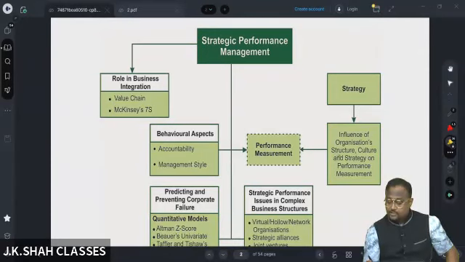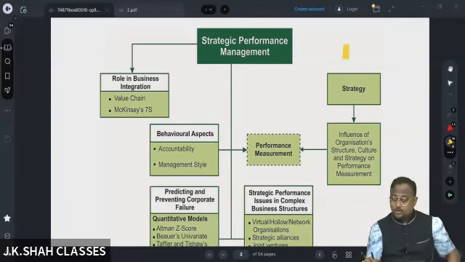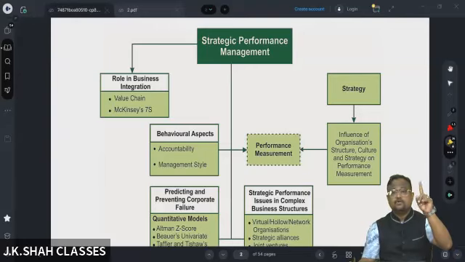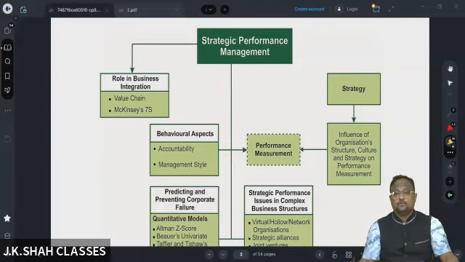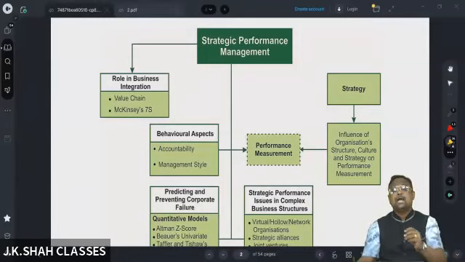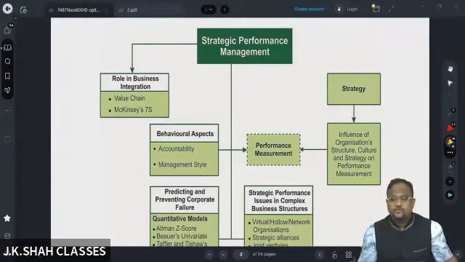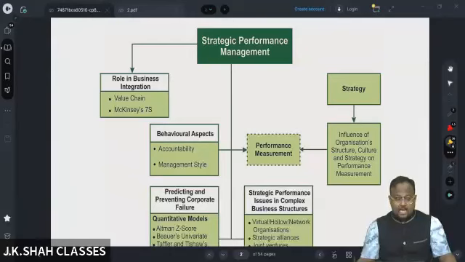Influence of organization, structure, culture, and strategy on performance measurement. So we are not talking about strategy now. Strategy is already discussed in the first chapter of the first module, Introduction to Strategic Cost Management. Now we are looking at the impact of those strategies which we have studied in the first module. And if you really want to know the result of any strategy, it is performance measurement.